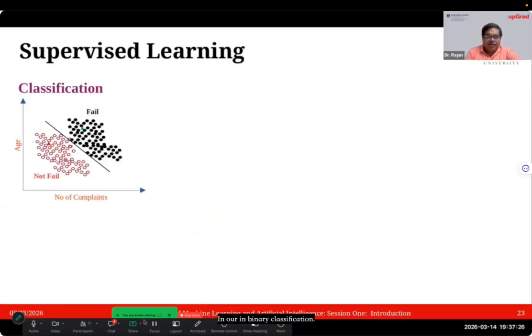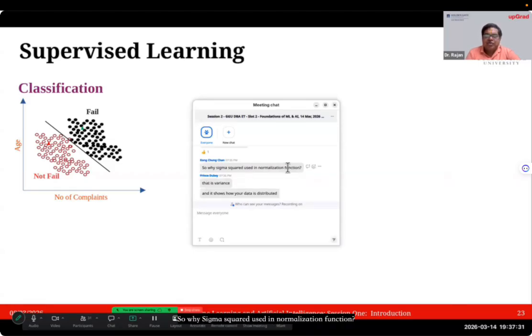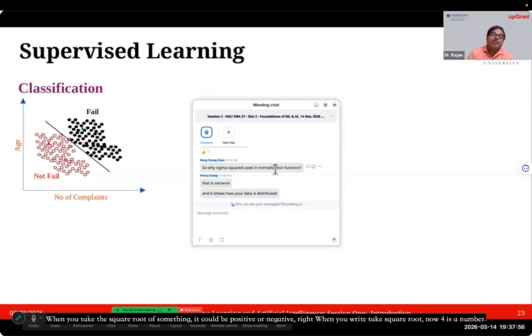So in binary classification, why is sigma squared used in the normalization function? It's not a normalization function, it's a normal function. Sigma squared means variance. Sigma is standard deviation. Mathematicians like to use variance rather than standard deviation. Why? Variance is always a positive quantity. Standard deviation, when you take the square root of something, it could be positive or negative, right? When you take a square root, now 4 is a number.